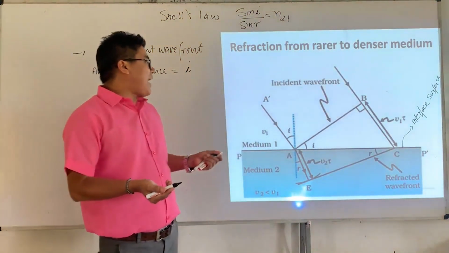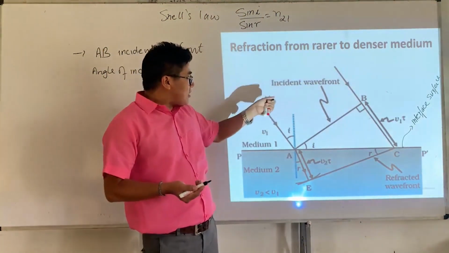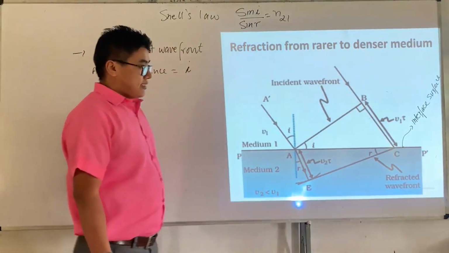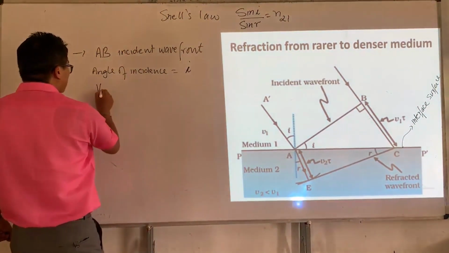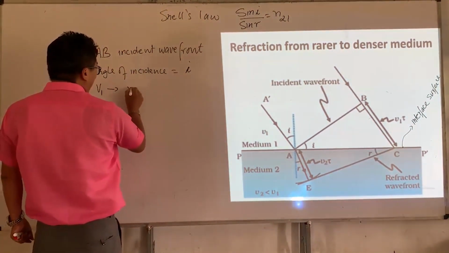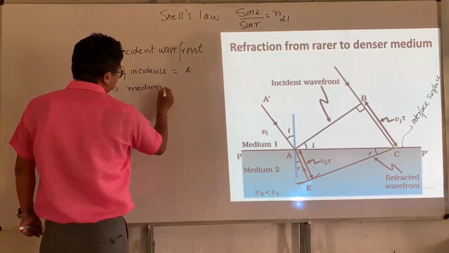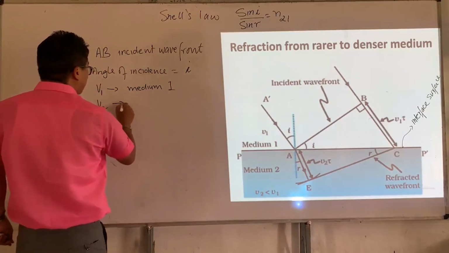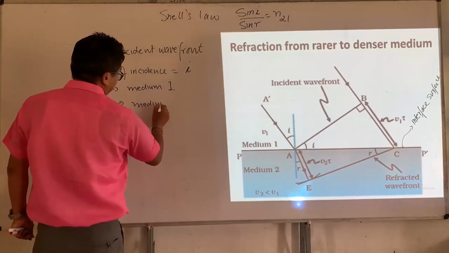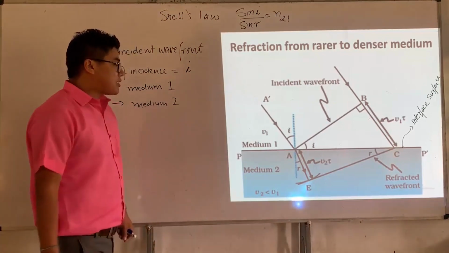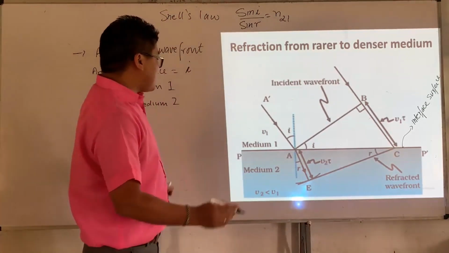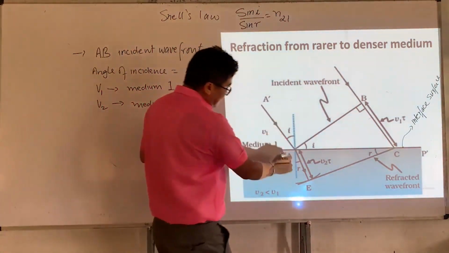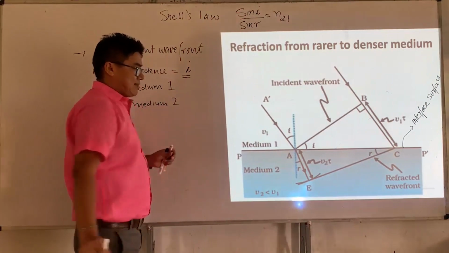We know that when light goes from air into a glass medium, the speed is going to decrease. Look here. V1 is the velocity in medium 1 and V2 is the velocity of light in medium 2. So AB is the incident wavefront, and the angle of incidence is i.